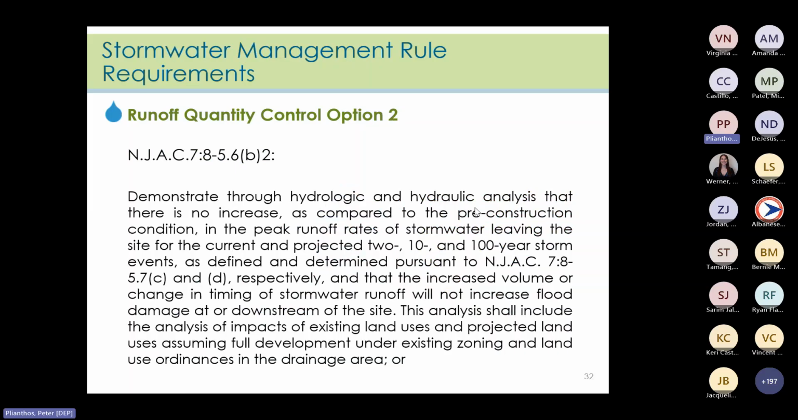The second runoff quantity control option, seen here, is unlike the last quantity control option in that this option is a comparison of the current and projected peak flow rates for the pre- and post-construction hydrographs, and not a comparison over the entire hydrograph duration. However, the analysis required to meet this option is much broader in scope and more detailed than the analysis required to meet the previous option or the next option, as we'll see shortly.